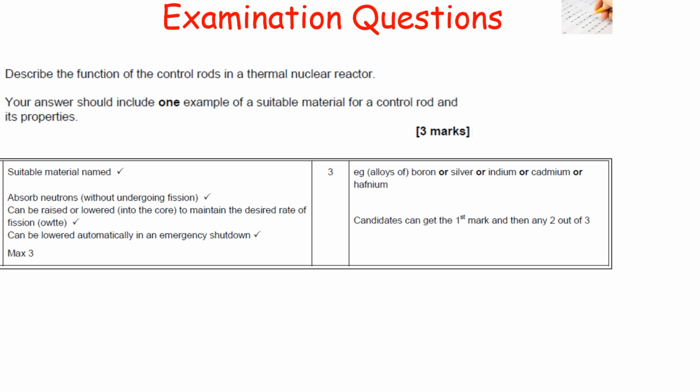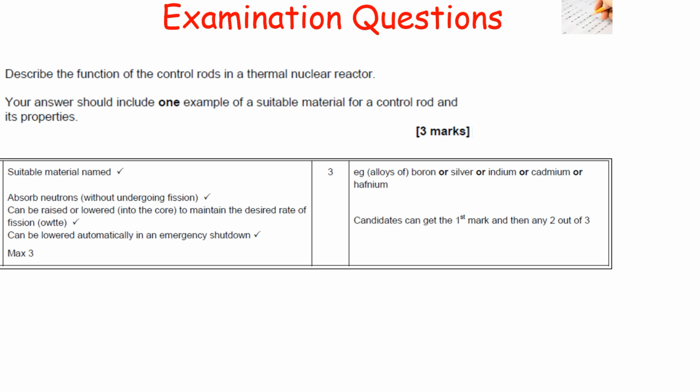Now, what happens in a control rod is a control rod will control, as the name suggests, the rate of fission in your reactor. So what the control rod can do is it can maintain the rate of fission that you want in your reactor. So the control rod does this by absorbing neutrons, because if it absorbs neutrons, it prevents these neutrons from being absorbed by other uranium nuclei and causing further fission.